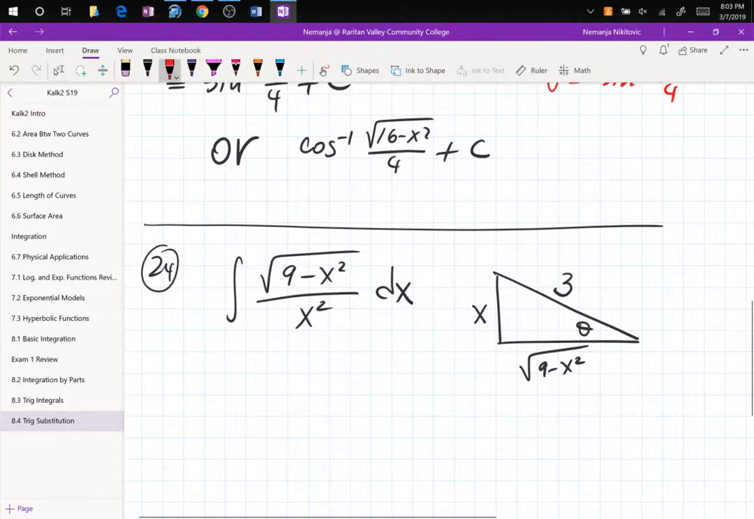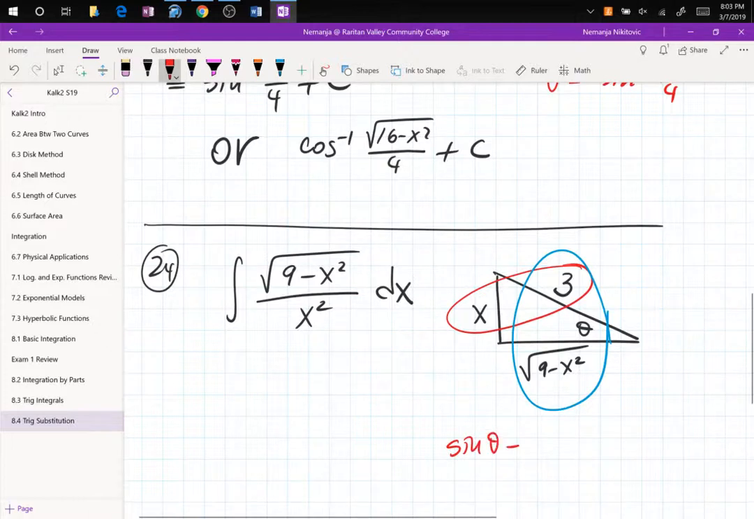We use pairing towards the constant. The red pair is going to be my sine theta, which is x over 3. Which means that x is equal to 3 sine theta, meaning that dx is equal to 3 cosine theta d theta.